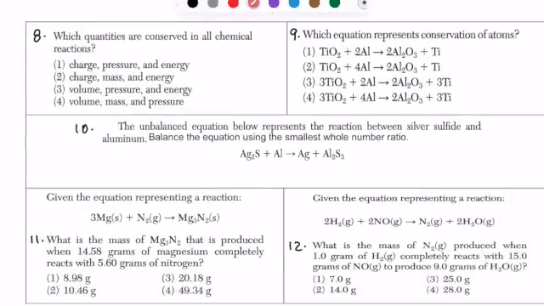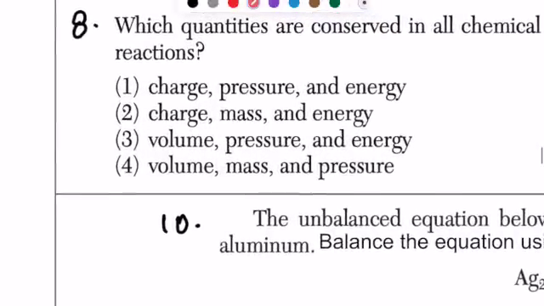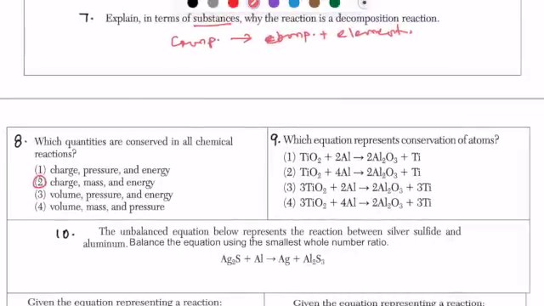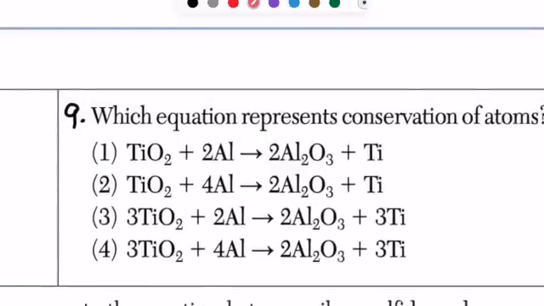Which quantities are conserved in all chemical reactions? That should be your mass, charge, and energy. Something that should be on your fingertips. That's the law of conservation. Which equation represents conservation of atoms? That means which one is balanced. So we are looking for an example where we have the same number of atoms on both sides. That seems to be option 4.